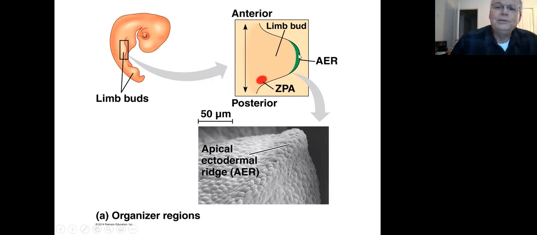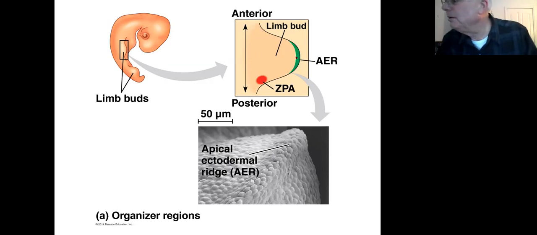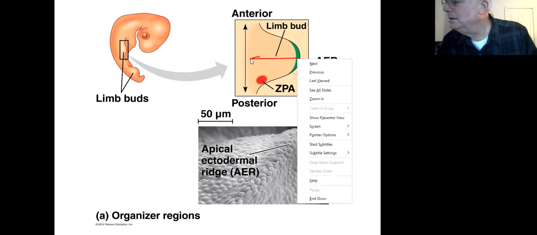So the proximal distal axis is established by the apical ectodermal ridge, which has a gene that secretes a protein that establishes a gradient from the AER at the distal end.